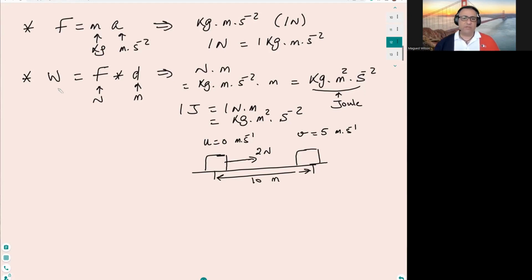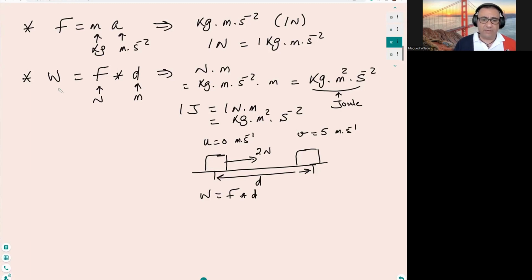Of course, these numbers may not match. I just want to make a point here. Let's say we don't know the distance or the displacement. Let's say d. So we have the distance here, d. Now the force or the work done here is going to be the force times the distance, which is 2 Newton times d.